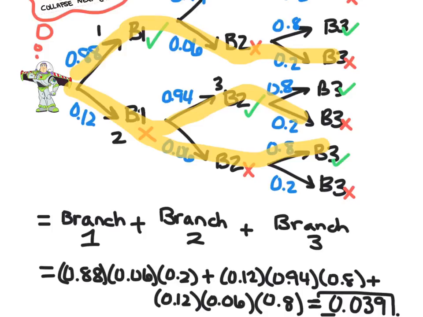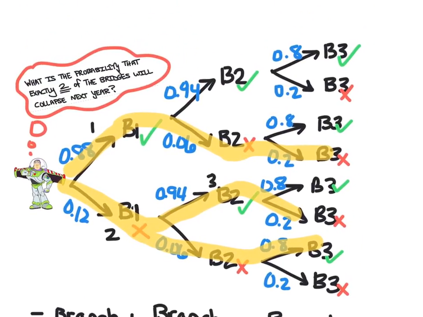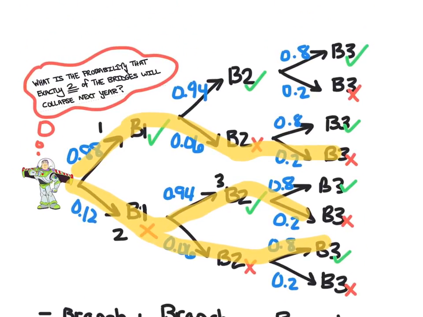All right, so let's go back up here and check out our tree diagram. You might say, well, that's great, but what if I was asked for the probability that exactly one of the bridges will collapse next year? Well, you use the same strategy, but you would just highlight the branches that have exactly one X in them, one collapsed bridge, and you sum up the probability for those branches, and you'll get your answer.